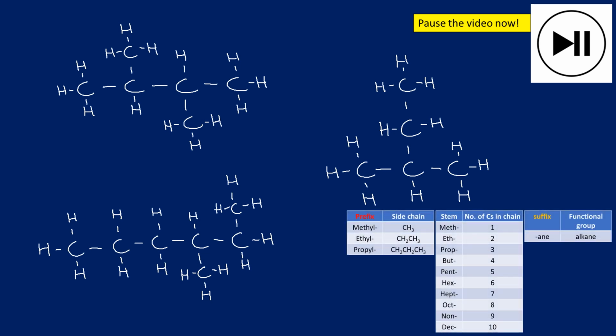Okay, let's start with this one up on the top left. I've identified the longest chain as 4, so that's butane. It has 2 side chains and they're both methyl, so I'm calling this dimethyl butane. What's the position? Well, let me number them. 1, 2, 3, 4, or 1, 2, 3, 4. So it's 2, 3 dimethyl, or 2, 3 dimethyl. So it's actually the same name. So it's 2, 3 dimethyl butane.